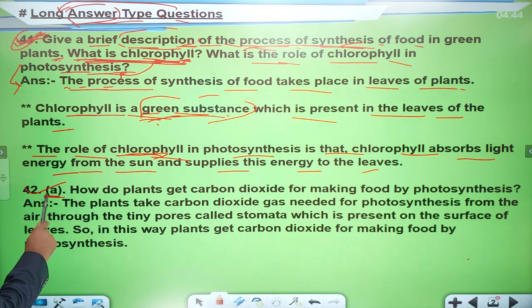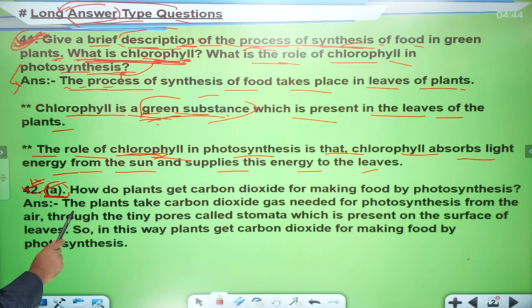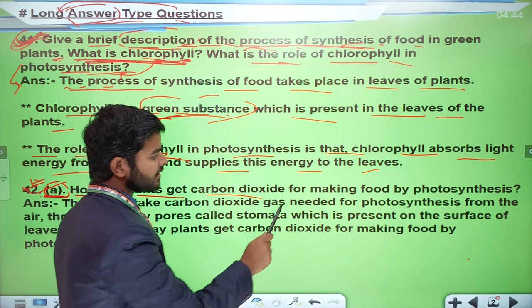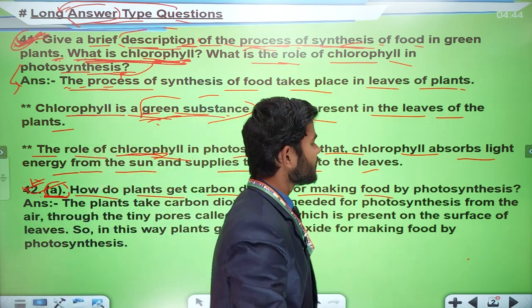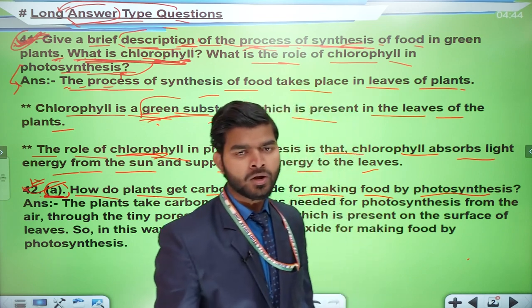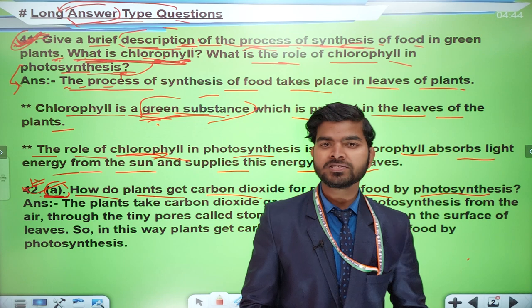42. And this is the A part of question number 42. All right. 42 A part question. Question is, how do plants get carbon dioxide for making food by photosynthesis? How is it possible? Obviously, yes. Why is it not possible?